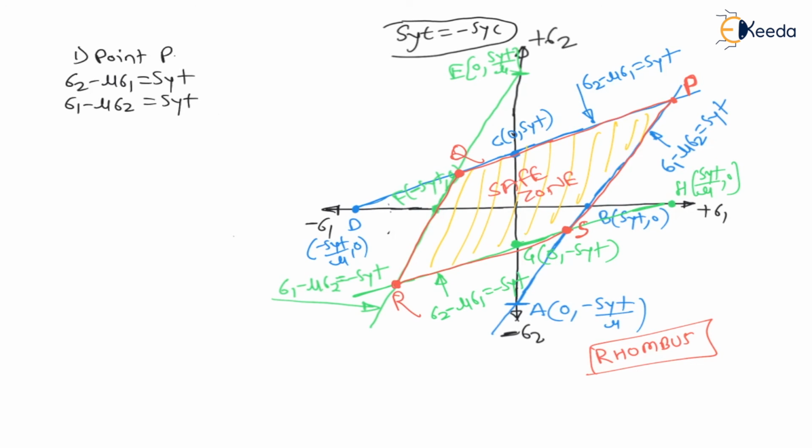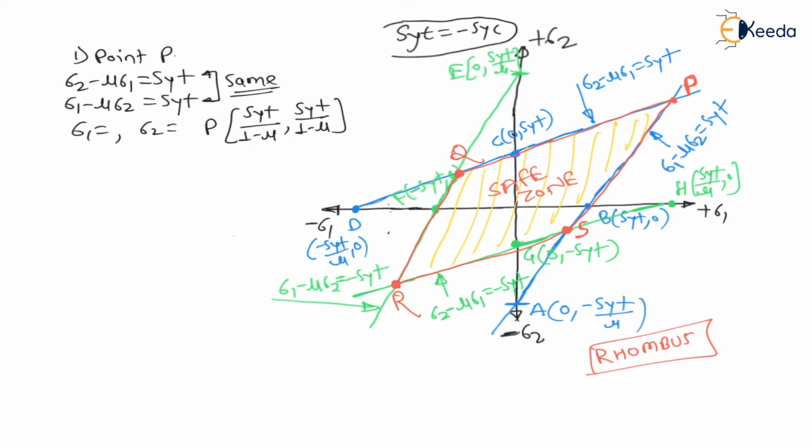For these lines, point P is the intersection, meaning these two lines become the same at point P. Therefore, from two equations in two unknowns, find sigma 1 and sigma 2. This is simple school level mathematics, so I am not wasting your time doing it. You will find that point P has coordinates SYT divided by 1 minus mu, comma SYT divided by 1 minus mu.